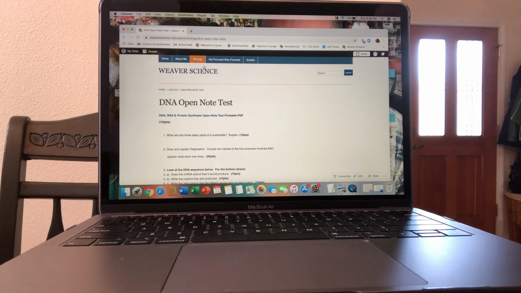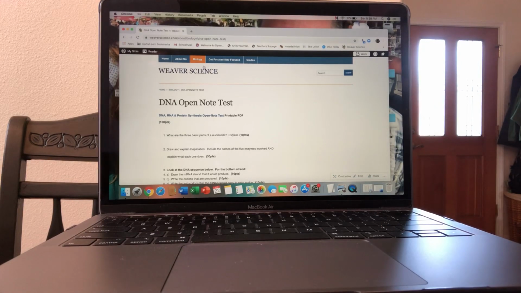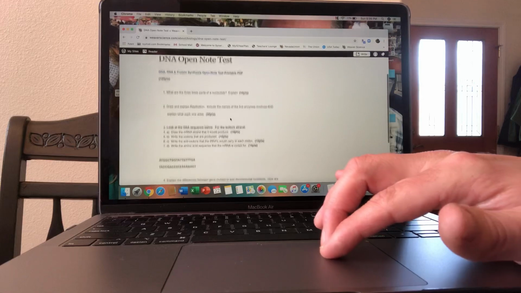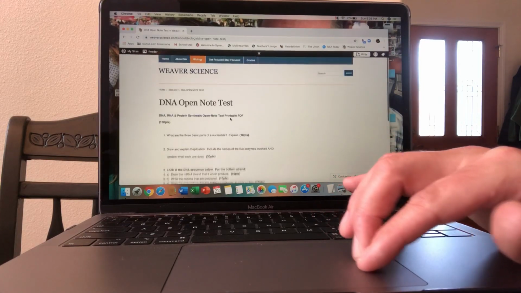So what I have here is a list of several questions for a DNA open note test. That's right. The first assignment that I'm giving you guys is that 100-point test on the DNA unit. However, it has incentive. It says DNA open note test, and if you scroll down on the website, you can see all the various questions that I'm asking you in a test format.